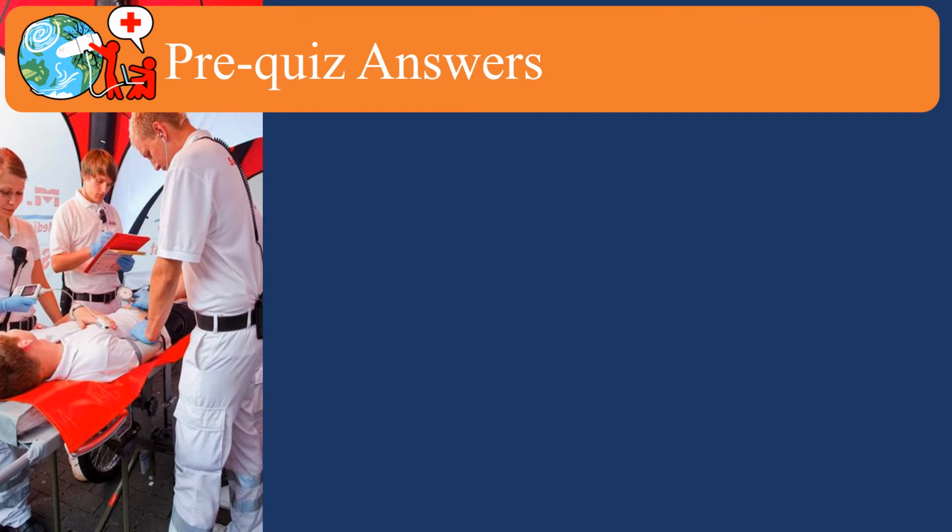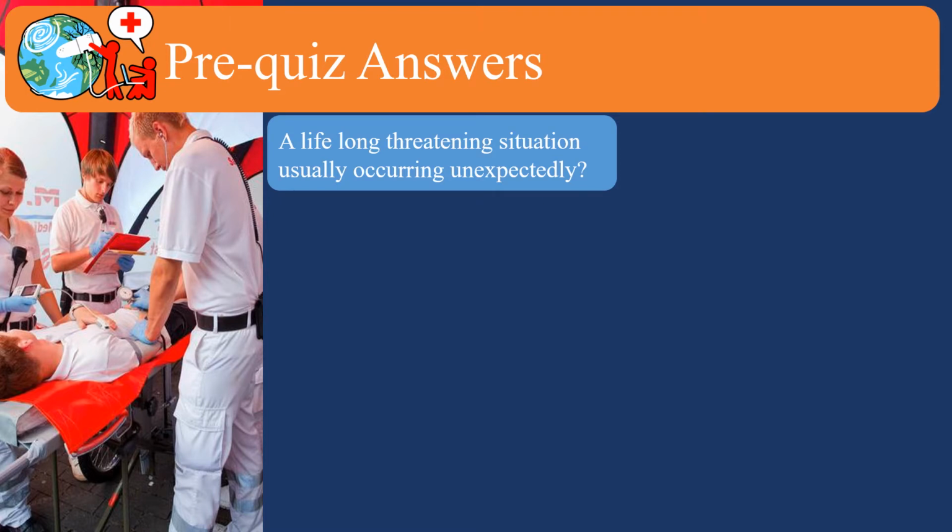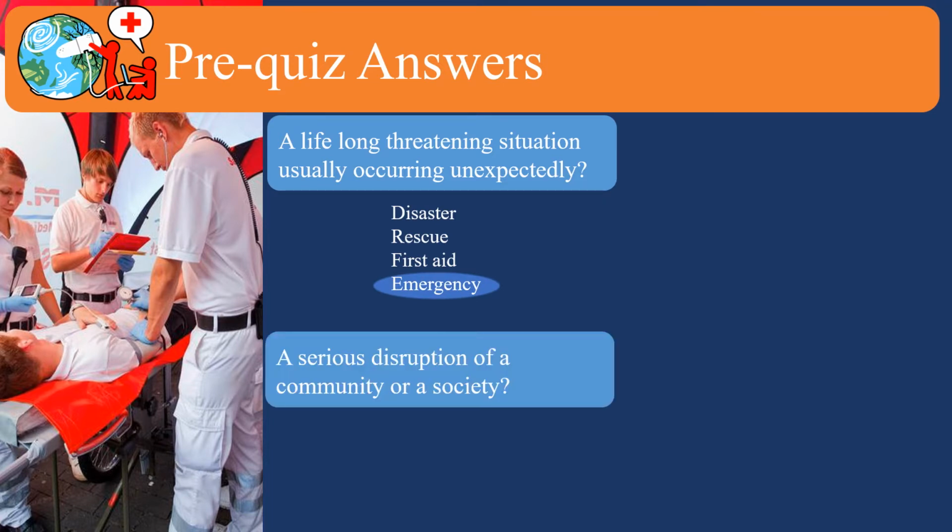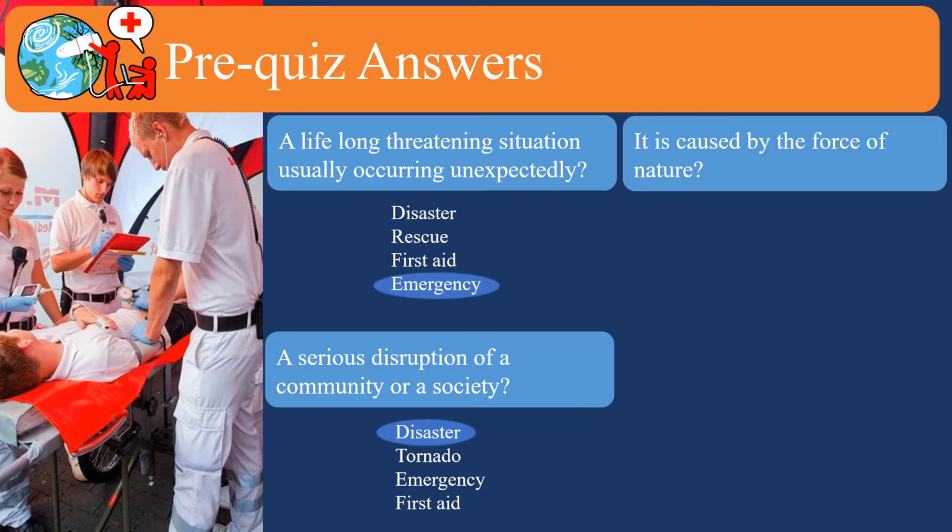The pre-quiz answers. The first question is, a life-threatening situation usually occurring unexpectedly. If you chose emergency, that is correct. The second question is, a serious disruption of a community or a society is, if you chose disaster, that is correct. It is caused by the force of nature is the third question. If you chose natural hazards, that is correct.